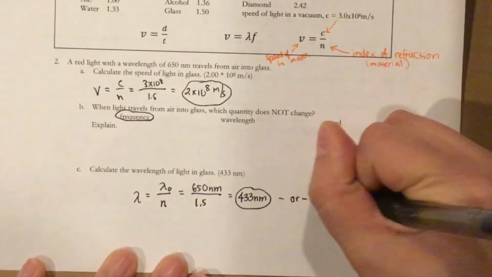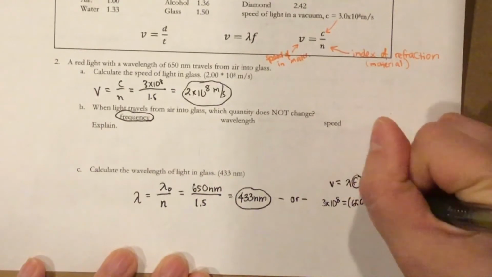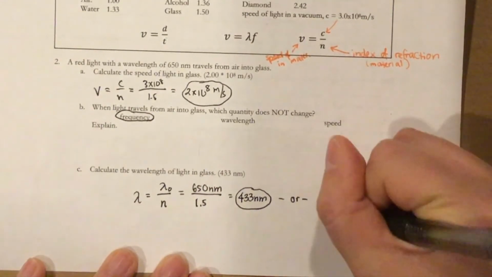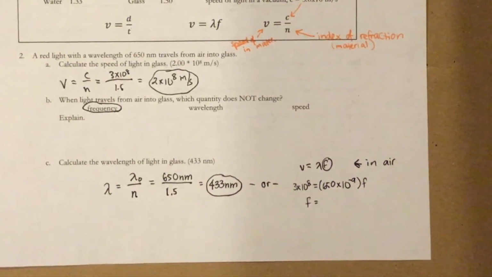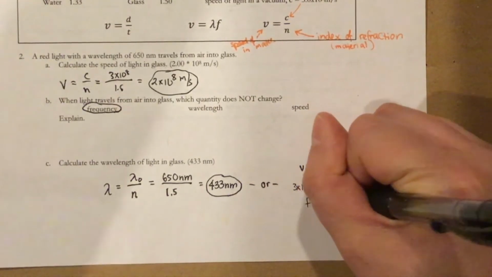In air, light travels at 3 times 10 to the 8th meters per second. 650 nanometers is 650 times 10 to the negative 9th meters. So the frequency in air would be 3 times 10 to the 8th divided by 650 times 10 to the negative 9. And I would expect really high frequencies.